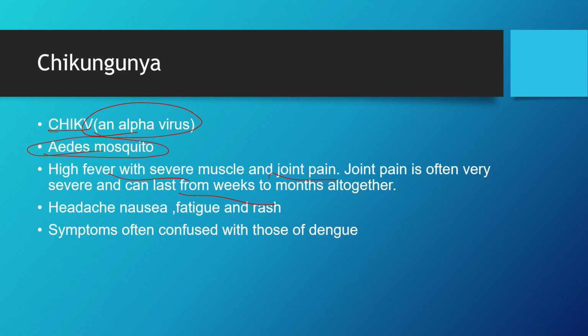So these are all the symptoms of chikungunya, and they are mostly similar to those of malaria and dengue. So here also headache, nausea, fatigue and rash will be there, and these symptoms often confuse us with those of dengue. So these symptoms are the same as those of dengue.